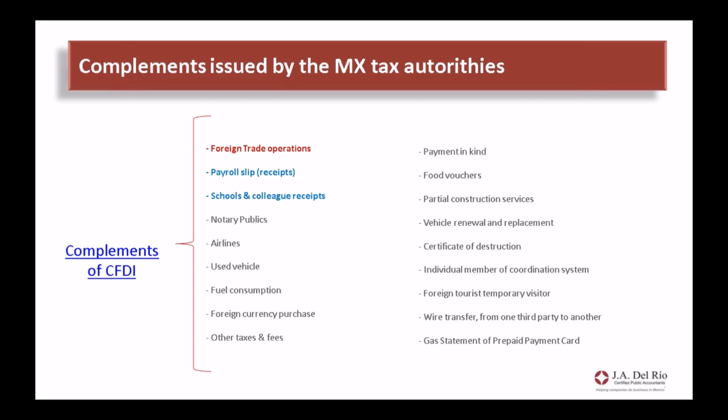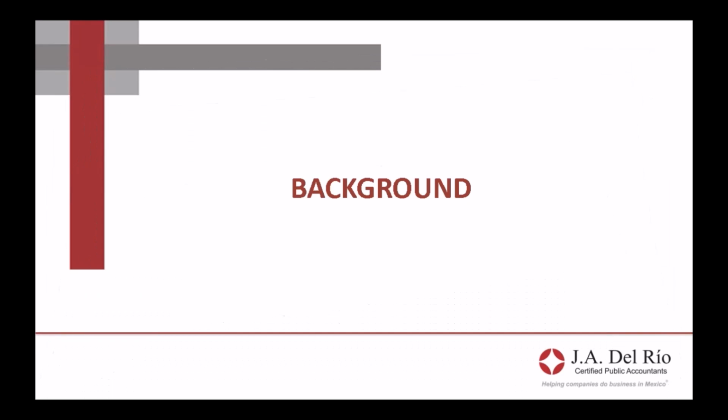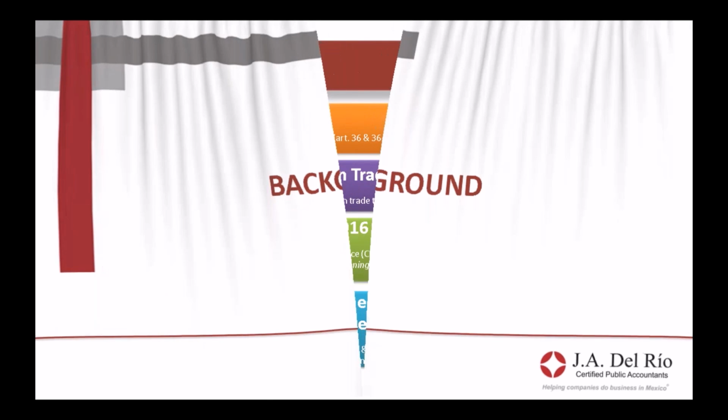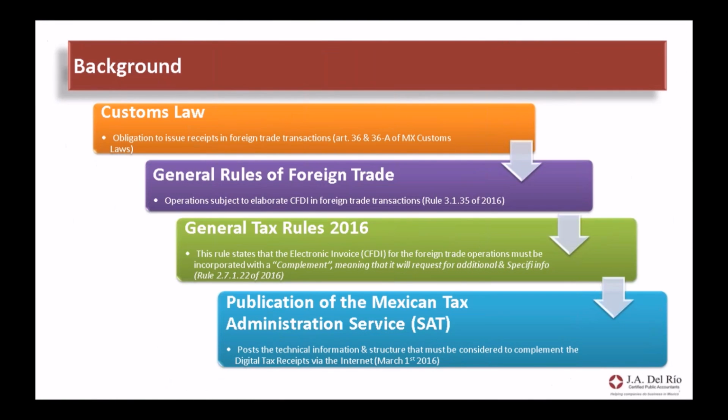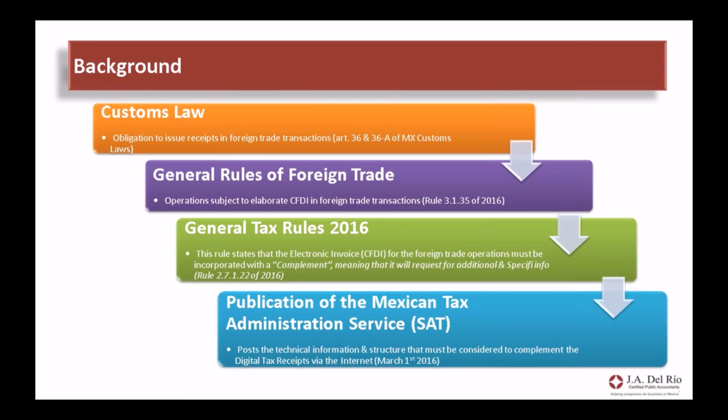So as part of the background, I would like to mention the provisions that are mandatory to apply this new electronic invoice for foreign trade operations. First of all, we have the customs law. Articles 36 and 36A of the customs law establish the requirements to elaborate a customs declaration. A customs declaration here in Mexico is also known as a pedimento. So when we refer to a pedimento further in this presentation, we are referring to a customs declaration.